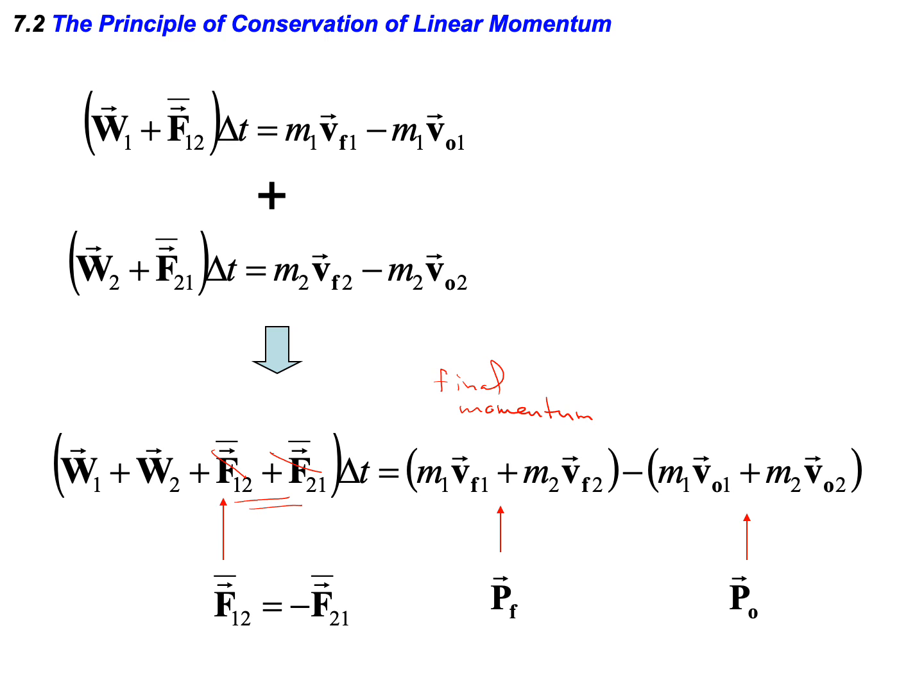This is mass of object 1 times initial velocity of object 1, plus mass of object 2 times initial velocity of object 2. So this is the initial momentum. So now we have W1 plus W2. These are external forces on object 1 and object 2, equals final momentum minus initial momentum.